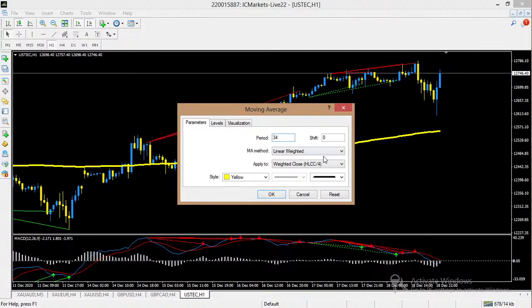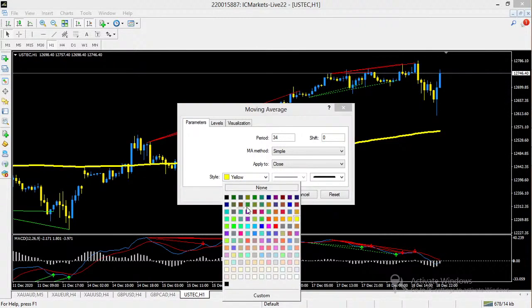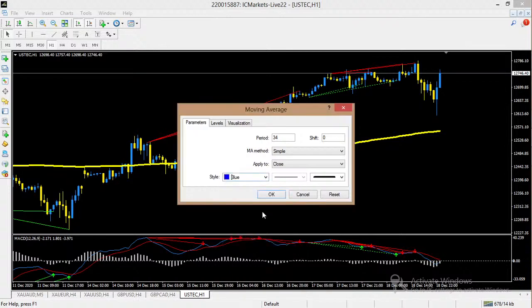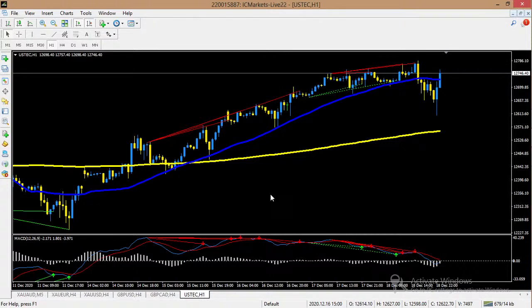So you set the method to simple. Then you apply close. I would like to change the color to blue. I want to show you the secret of N3 and how to use multiple moving averages.